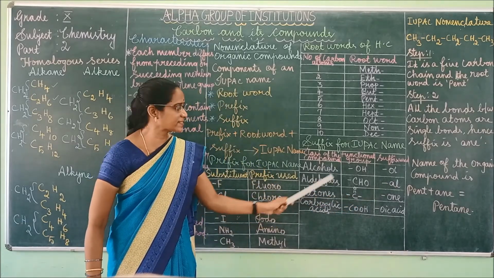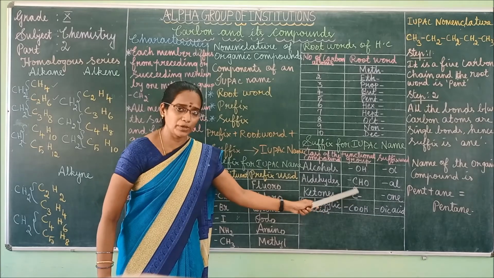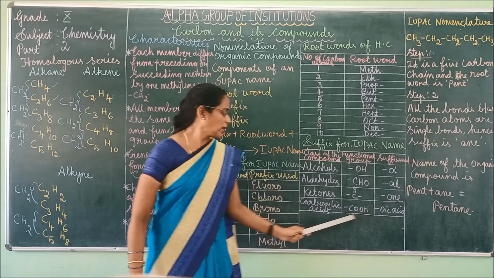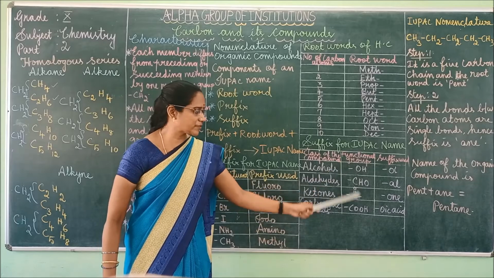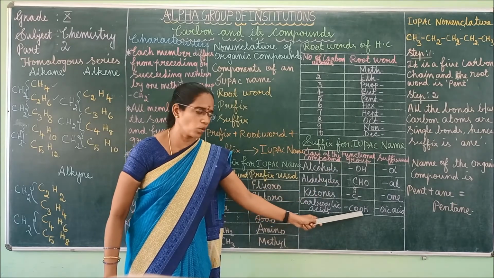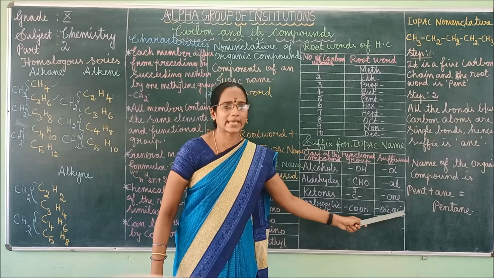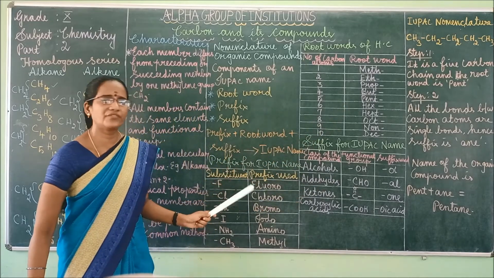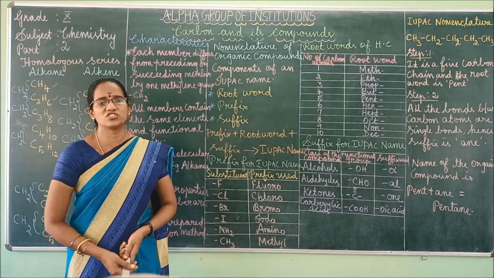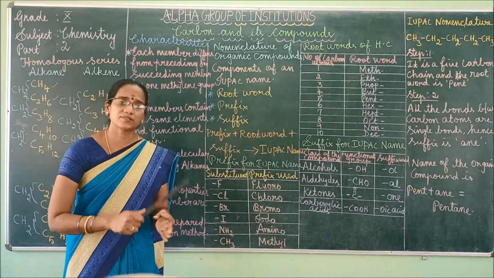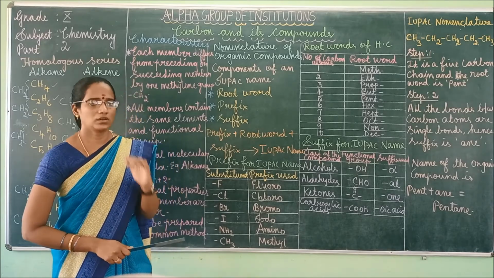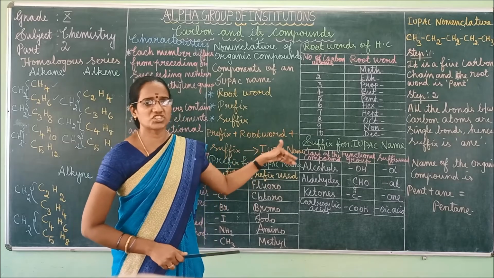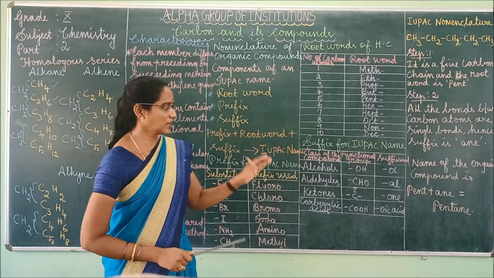Next one, ketones. Its functional group is C double bond O, and its suffix used is ONE. Next one, carboxylic acid. Its functional group is COOH and the suffix used is oic acid. So these tabular columns are very important. Each and everything you have to learn, children, for prefix, suffix, as well as root word. No other way. Mostly you will be getting 1 mark or 2 mark questions in this category. So these things are very important.